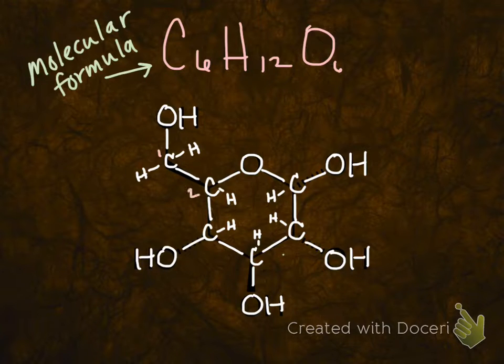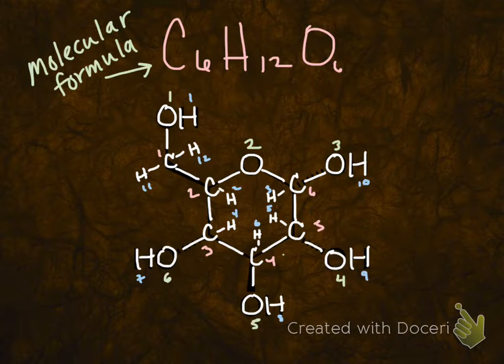Like this. Carbon: 1, 2, 3, 4, 5, 6. Hydrogen: 1, 2, 3, 4, 5, 6, 7, 8, 9, 10, 11, 12. And then oxygen, well, you know how this is going to go: 1, 2, 3, 4, 5, 6. That's it. A molecular formula gives the exact number of atoms of each element in a molecule.